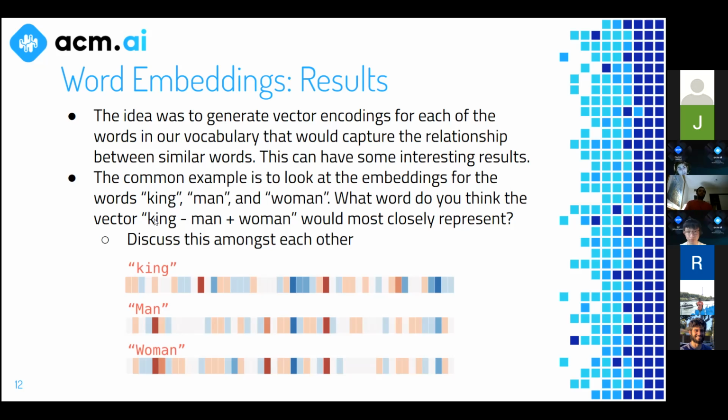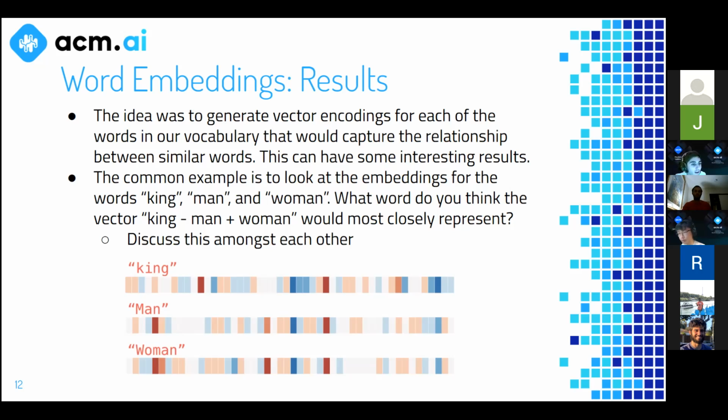Then if you were to take the vector for king, subtract the vector for man, and then add the vector for woman, what do you intuitively think the vector that you get should closely resemble? What word should it closely resemble? Just based on your own intuition. Yeah, you both got it in the chat.